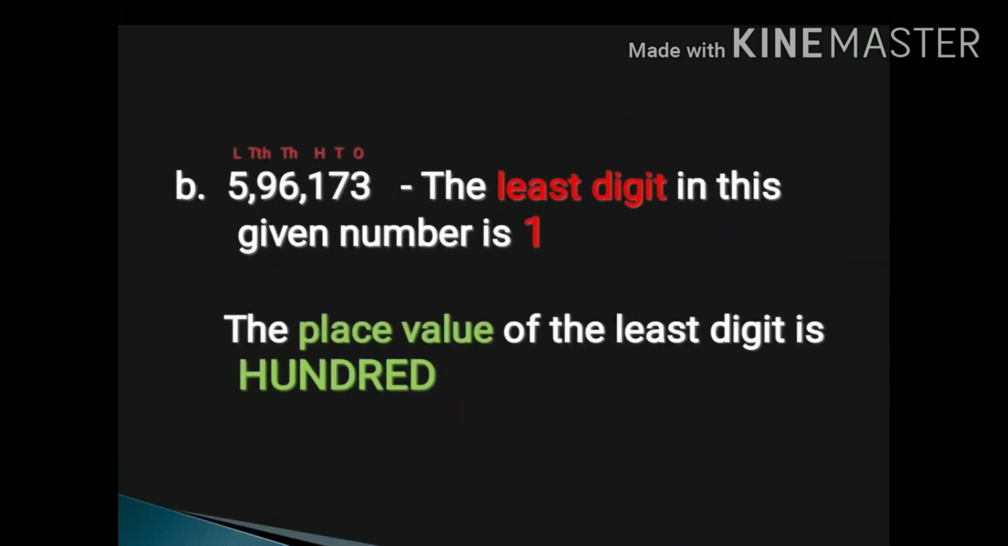One more sum, 5,96,173. So write the place value on the top of each digit. The least digit in this given number is 1. Can you see what is the place value of 1? Just check the place value on the top. It is 100. So the place value of 1 is 100.